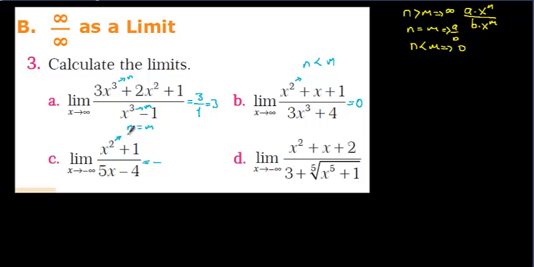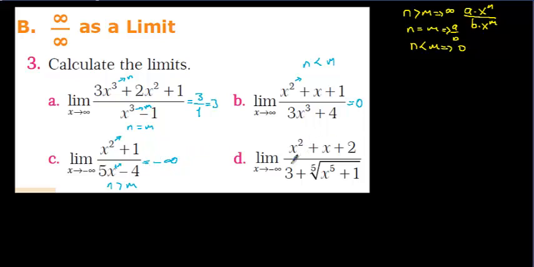And here at x squared, this is n, and this is m, the power 1 here, and this is the case n is bigger than m, so the answer is going to be infinity. But here it goes to minus infinity, and this is infinity squared, it's going to be positive, and this is going to be negative minus infinity, so the answer should be minus infinity.